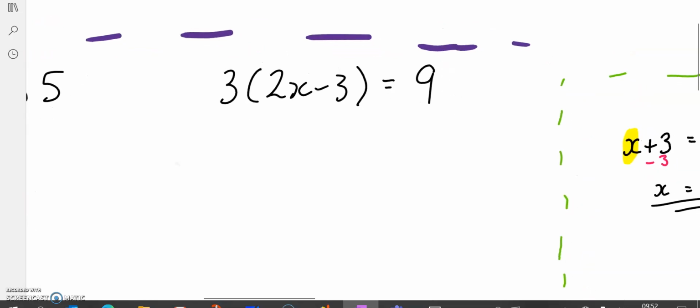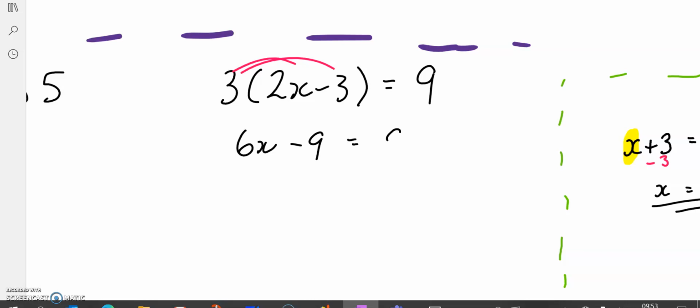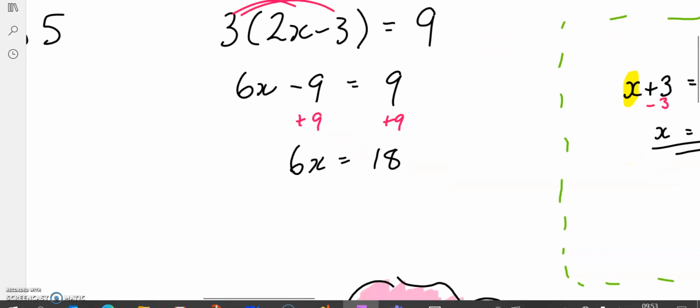Same idea here. We're going to multiply out a bracket. That's going to give us 6x minus 9 equals 9. And now we're going to add 9 to both sides. That's going to lead to 6x equals 18. And dividing by 6 is going to give us x equals 3.